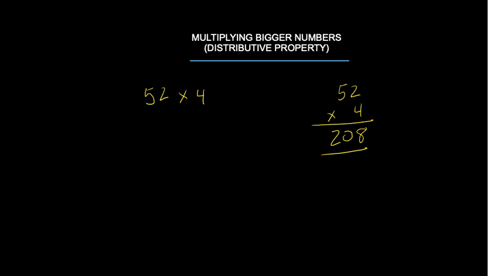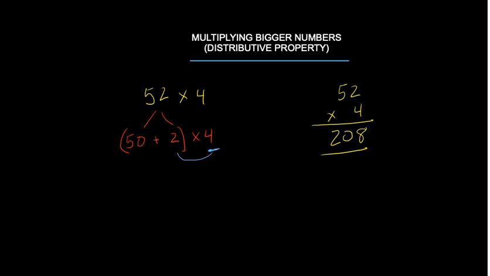But this way is really a friendly way, and sometimes it connects with kids on a different level. So basically, rather than multiplying 52 by 4, you're going to split this into an addition problem of numbers that are easier to multiply by 4. So you're going to look at it like this: the addition of those, times 4.